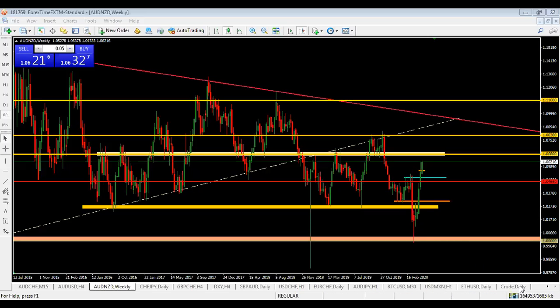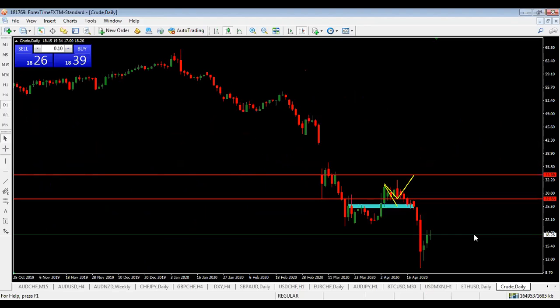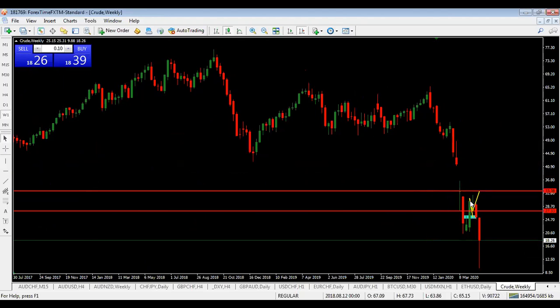Let's see crude oil analysis. All right. So for crude oil, crude oil is still not out of the waters. All right, so this is good for the daily. We have it at 18.26. And looking at this structurally from the monthly to weekly, let's just take this out first before someone else can.